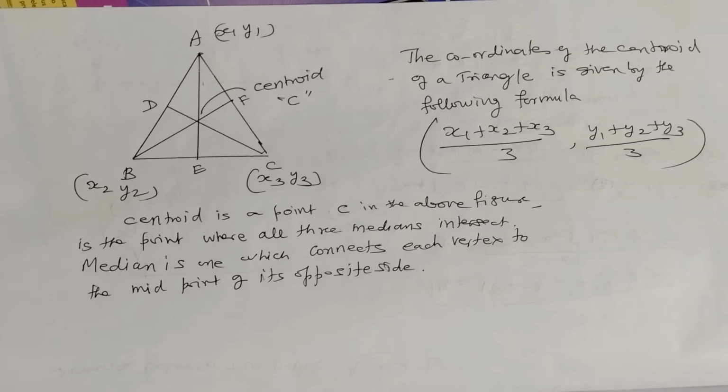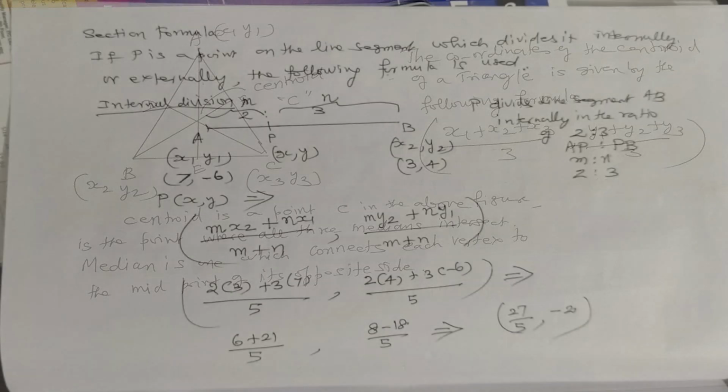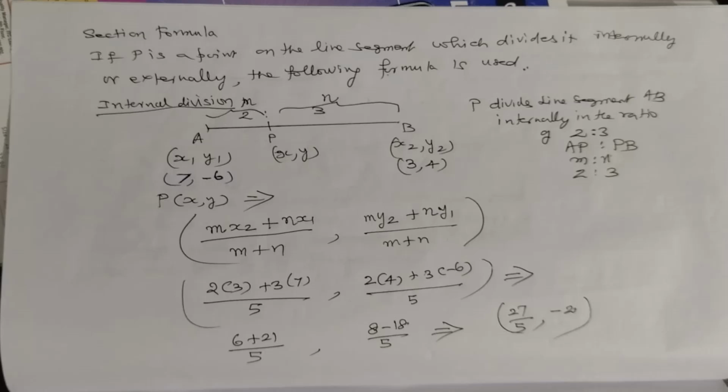It is the point where all three medians intersect. A median is the one which connects each vertex to the midpoint of its opposite side. Let A be (x1, y1), B be (x2, y2), C be (x3, y3). Then the centroid coordinate is ((x1 + x2 + x3)/3, (y1 + y2 + y3)/3).